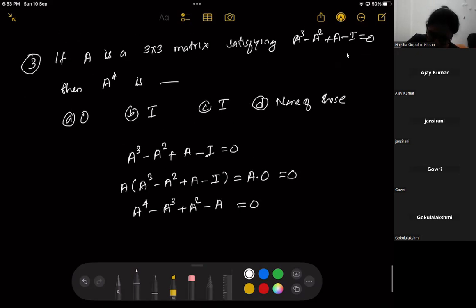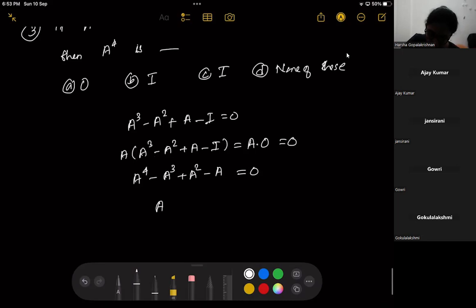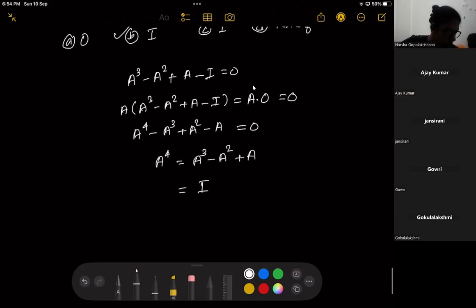Now, keeping A power 4 this side, we can take all other terms to the other side: A cube minus A square plus A. Now, what is A cube minus A square plus A? It is I, because from the given equation, A cube minus A square plus A equals I. So the value of A power 4 is I. Answer B. Is this fine? Yes, ma'am.